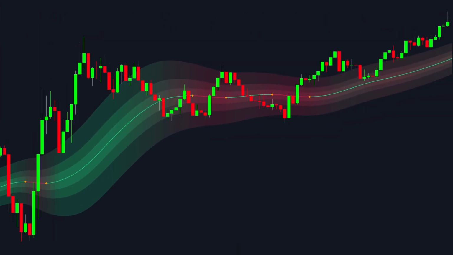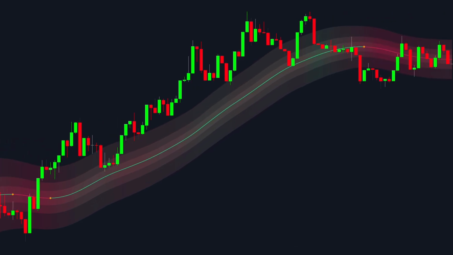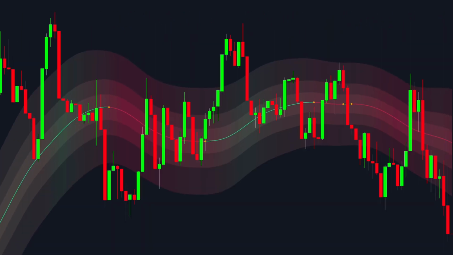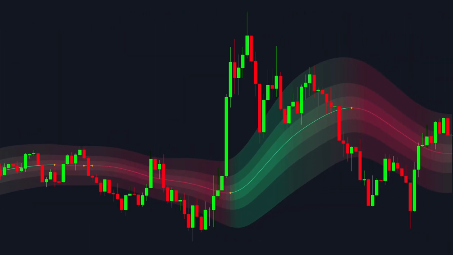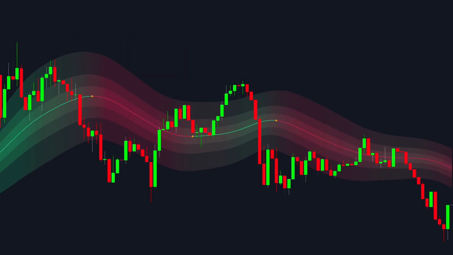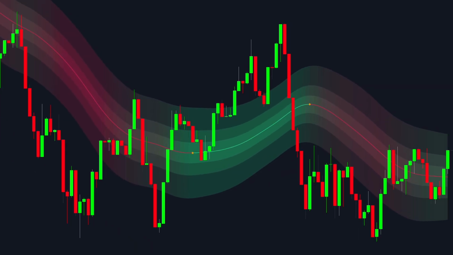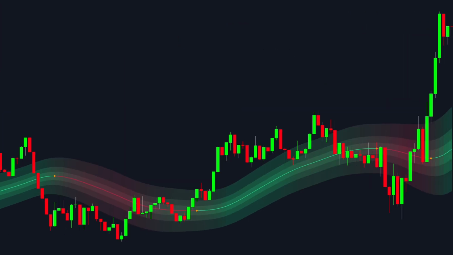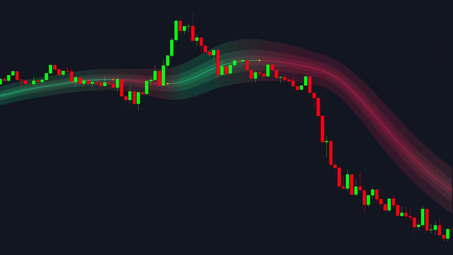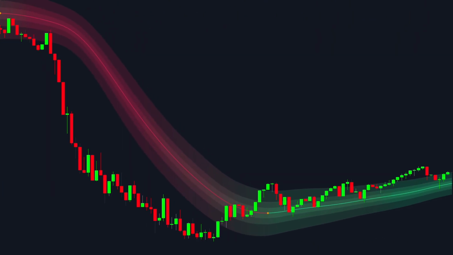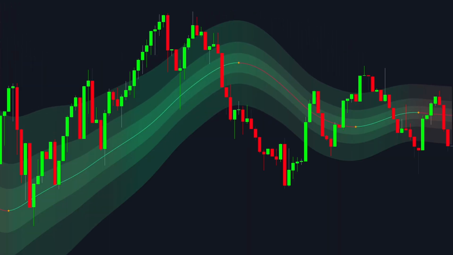Once I have my confirmations, I enter on the next candle close after the trend line flips colors. I place my stop loss above the recent high or below the recent low. This keeps my risk tight. For my first target, I usually aim for 2 times my risk. So if my stop loss is 10 points, I target 20. But if the cloud stays the same color, I let the trade run for even bigger profits.